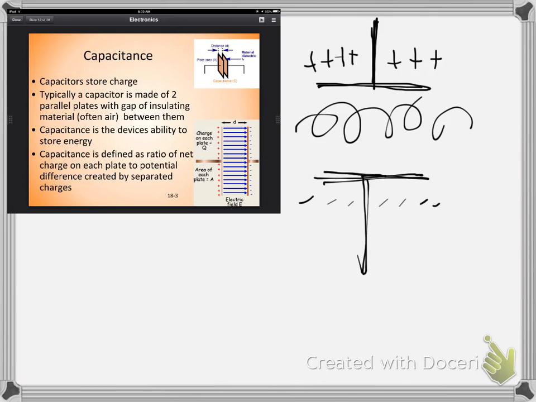Air is an insulator. And so very often, the simplest capacitor is just called a parallel plate capacitor. It's 2 plates separated by an air gap. How many of you have ever used a computer keyboard?